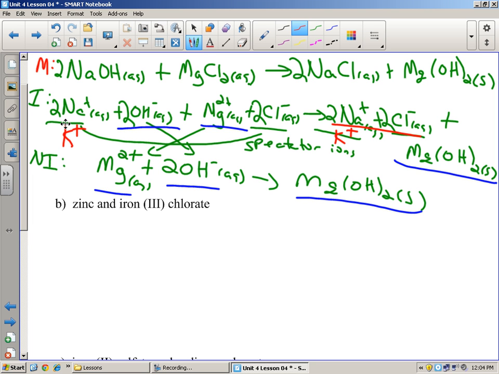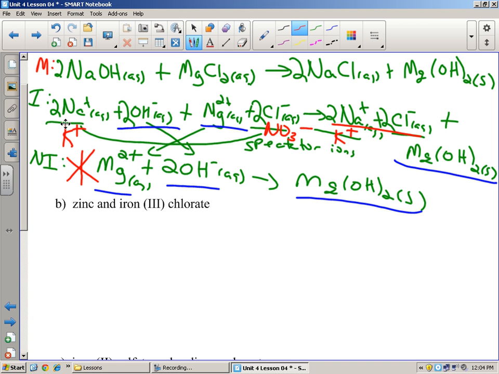I could even change this one. That doesn't have to be chloride. It could have been nitrate. Nitrate is very soluble. What do I get on the other side? I get nitrate ions again. Okay? The overall reaction is right here. That's the net ionic equation.